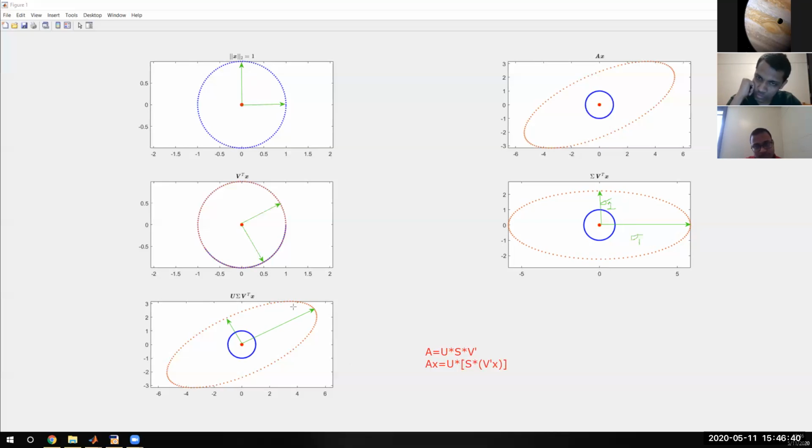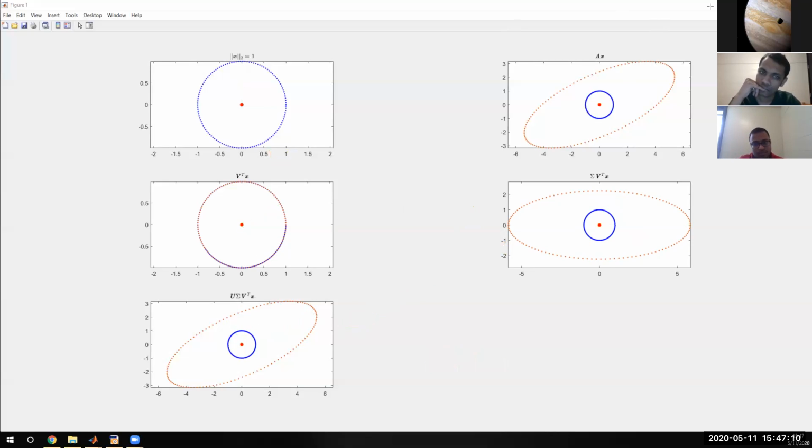Let me make a bigger one. Bold. Yellow color. So here, this is rotation, stretch, again rotation. So this is the result of U sigma VT X. And this is the direct result of AX that I just showed you before. And see, they're exactly the same. Got it? Okay.